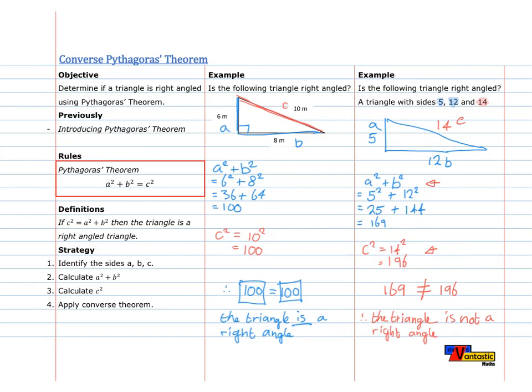And that's it. That's how we can figure out whether a triangle is right angled, like this first example, or if it isn't, like this second example.